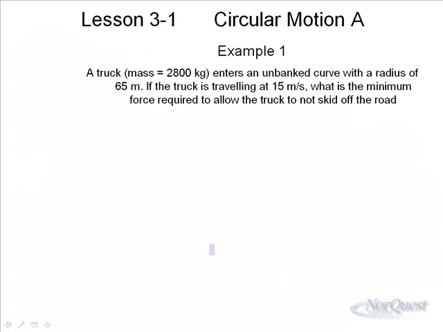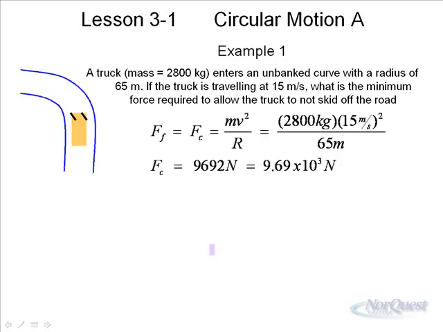So an example is a truck enters an unbanked curve. That means it's horizontal, so the only thing keeping that truck moving through a corner is going to be friction. No banking is going on here. So it enters an unbanked curve with a radius of 65. The truck is traveling at 15. What's the minimum force required to allow the truck not to skid off the road? So here's the truck as it goes through that corner.